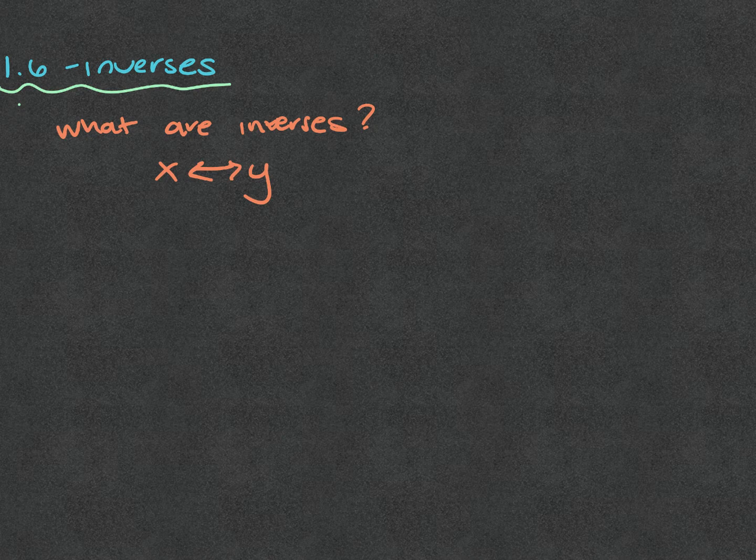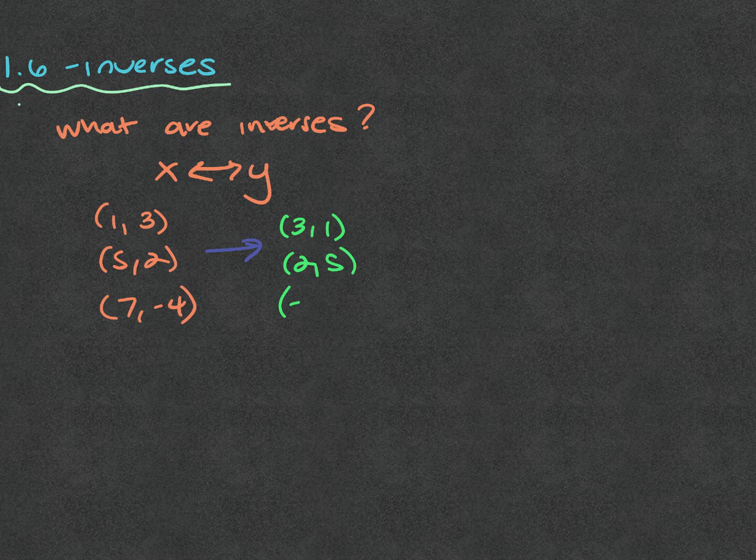So if I had a graph that had coordinate points (1, 3), (5, 2), (7, -4), I don't know if that makes anything, but if it does, then I would switch them to get the inverse. So it would be (3, 1), (2, 5), (-4, 7). The x's and y's literally switch. X and the Y, the only two things that are there, switch.